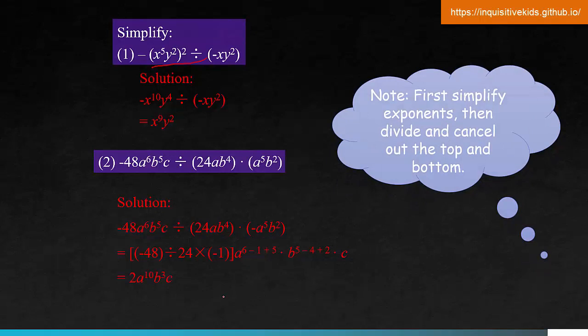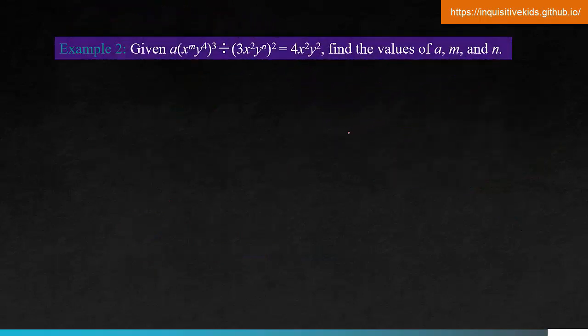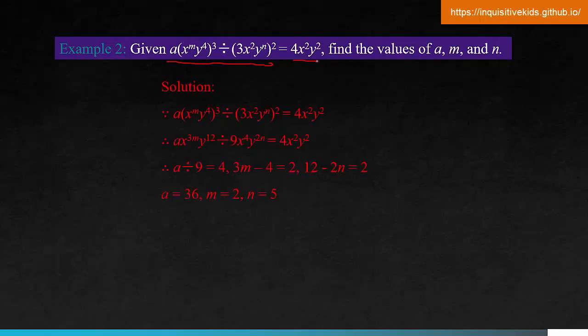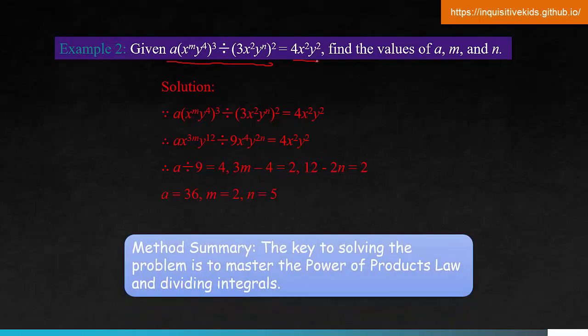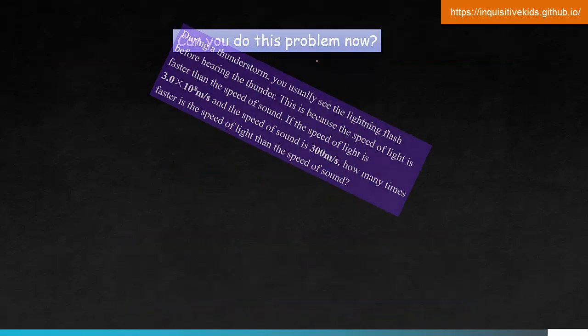So you first simplify the exponents if there's any power of a power to consider, and then you divide and cancel out the top and bottom of the fraction. We are given that this equals this, and we have to find the values of a, m, and n. So can we do this problem now?